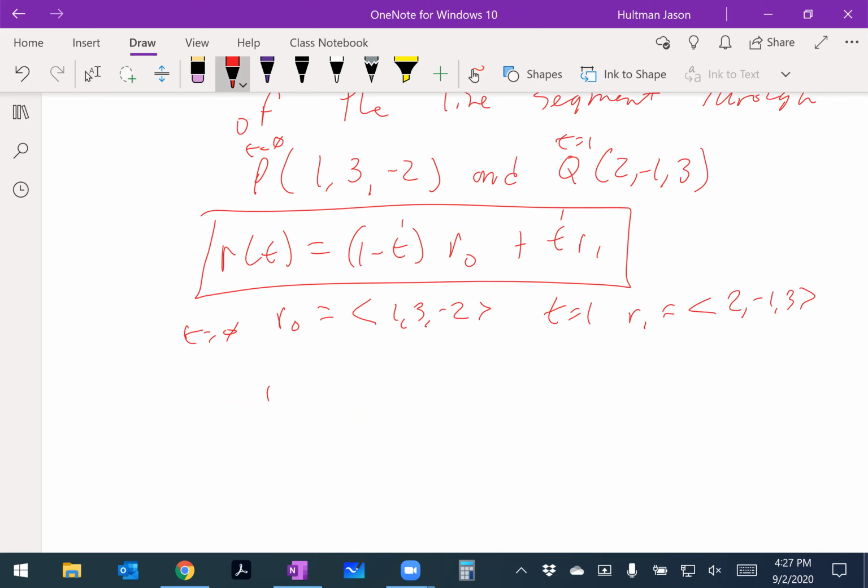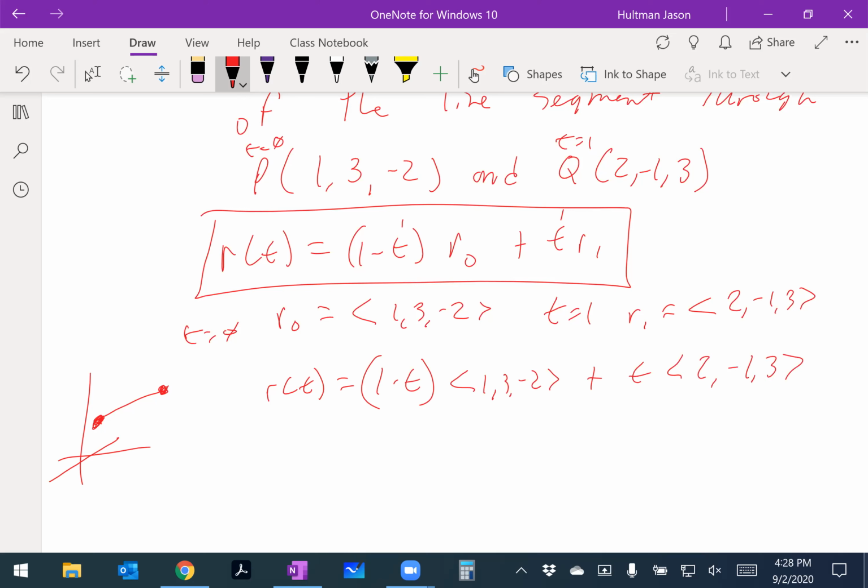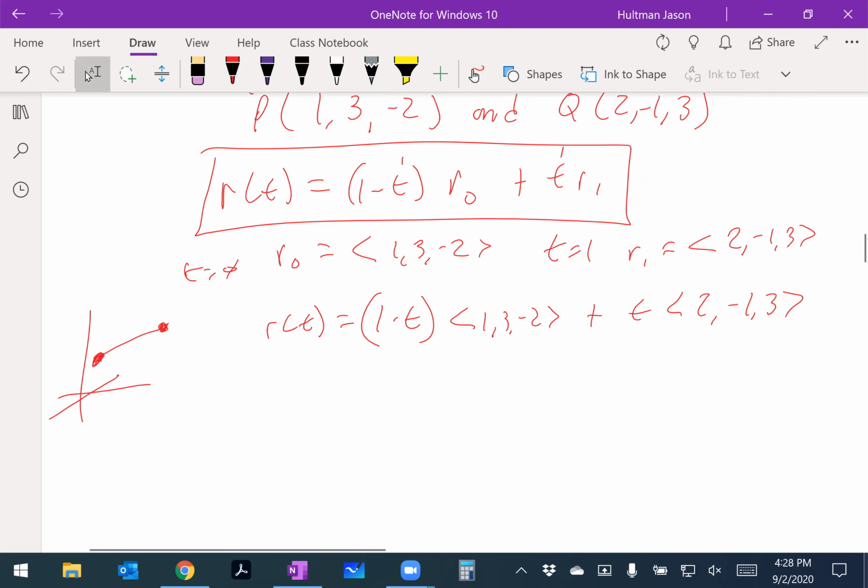Okay, so r of t, this is the space curve, but it's just a segment of a piece of line in three space. Okay, so what's 1 minus t times r naught? It's 1, 3, negative 2, plus t times r1, 2, negative 1, 3.